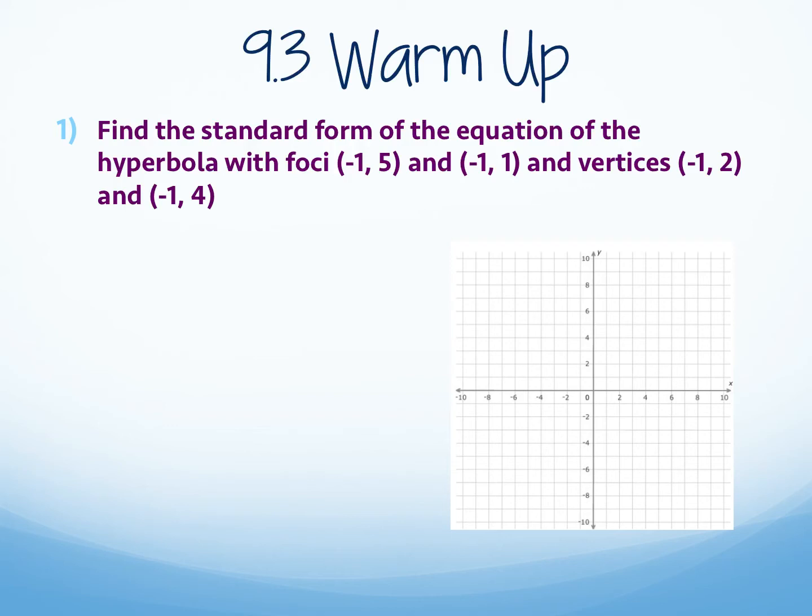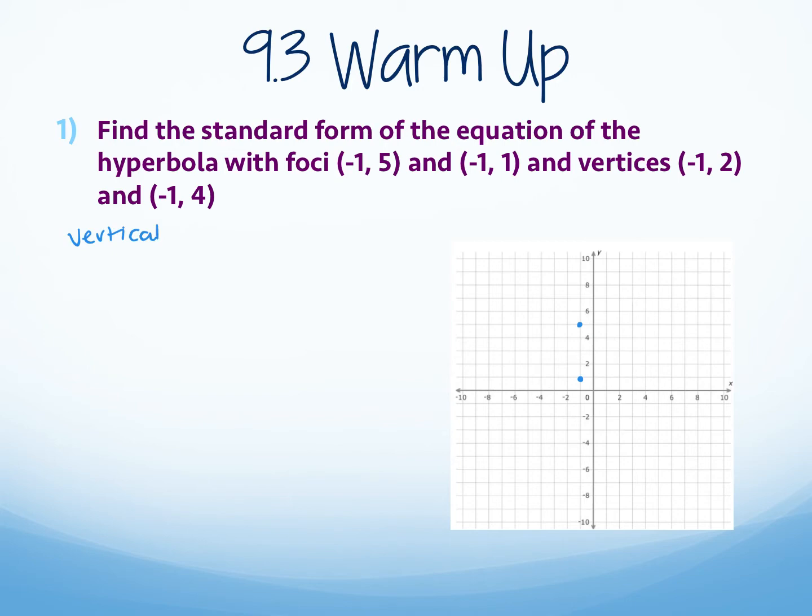All right, so number 1 on the warm-up said to find the standard form of the equation of the hyperbola with foci (-1, 5) and (-1, 1), vertices (-1, 2) and (-1, 4). So I'm going to start with the foci, (-1, 5) and (-1, 1). And this tells me already that it's what? Vertical or horizontal? Vertical.